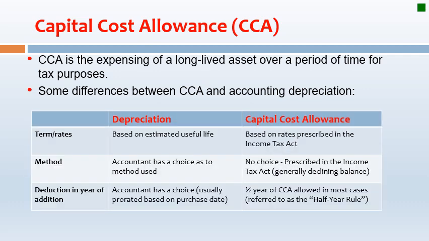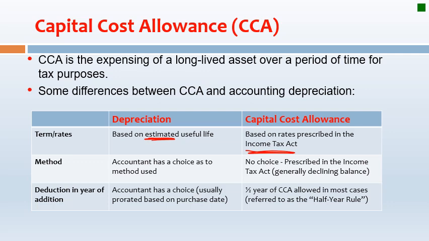The rates that are used for depreciation for accounting purposes tend to be based on the estimated useful life of that asset. Now, these estimates could potentially vary based on management's experience and the type of asset, a whole number of reasons. For CCA, the rates are prescribed in the Income Tax Act, and they have to be used to determine the deduction. There's no room for interpretation here.